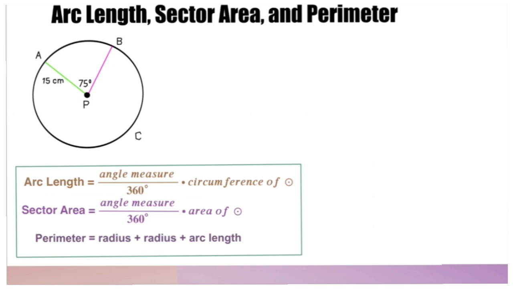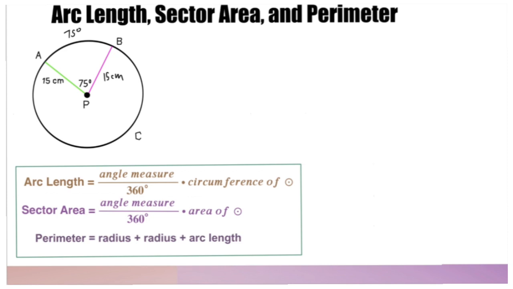So with this, I hope by now you understand that this part and this part are congruent because they are the radius of a circle. So we can say that this is also 15 centimeters. The 75 degrees there is the central angle, and as discussed before, the central angle is congruent to its intercepted arc, which is AB.